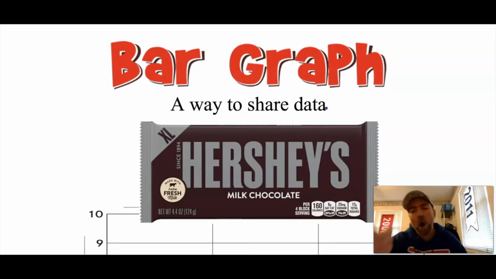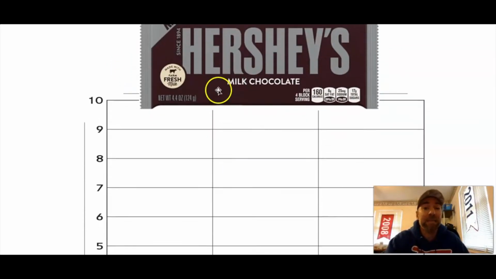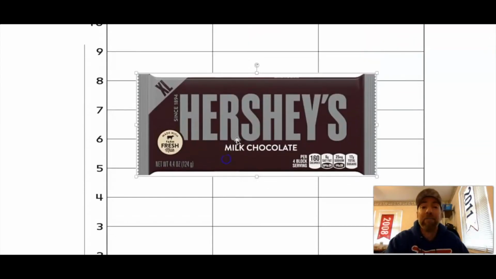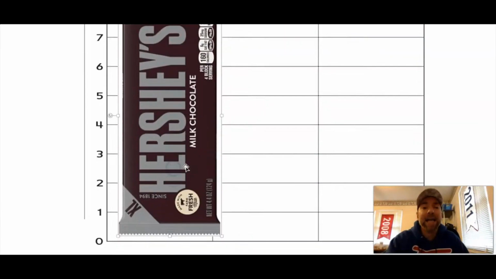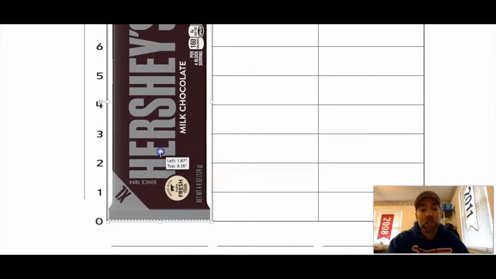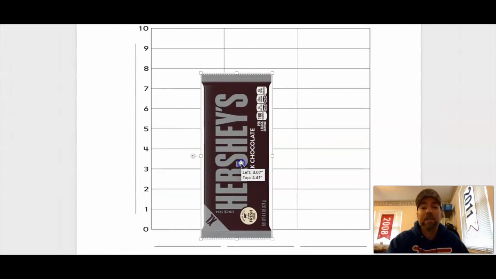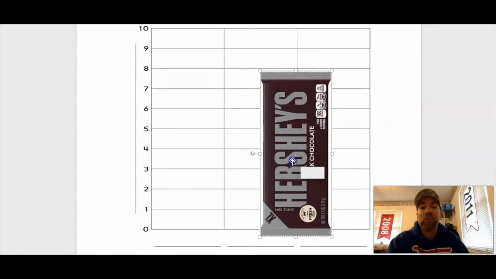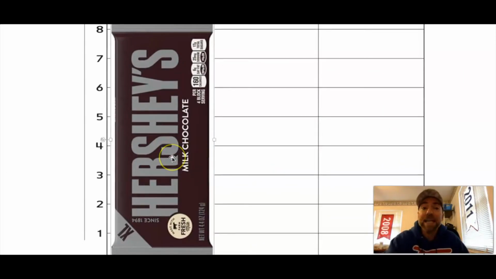Now, when I think of a bar, I think of a Hershey bar, a chocolate bar. But a bar graph doesn't have that much to do with a chocolate bar. However, I will say that when we make a bar graph, we do use bars to show our data. And we don't actually use a chocolate bar, but you're going to see that the bars are going to represent how many voted for each.